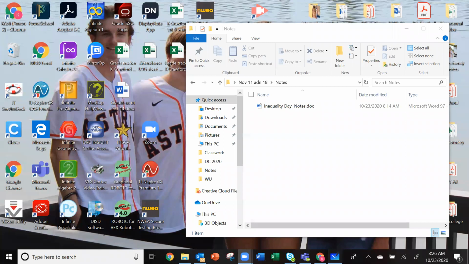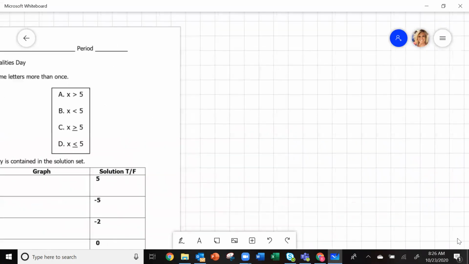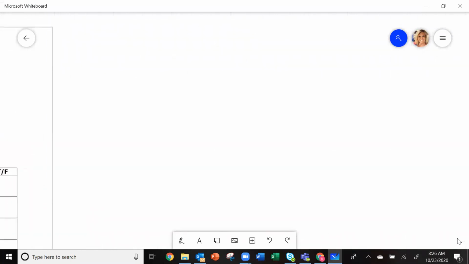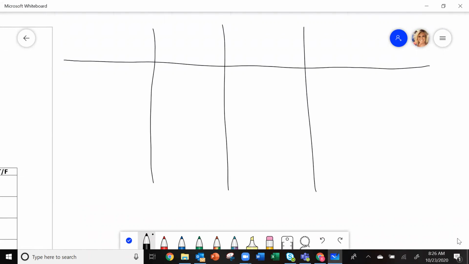We are going to work on inequalities, looking at one variable inequalities. Before we begin, I want to go over the vocabulary that goes with trying to figure out our symbols. So let me move my screen over here. Let's write down 5 symbols. Let me break this up into 5 spots. I'm going to have these symbols right here.